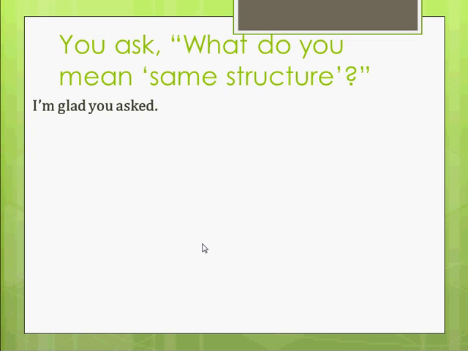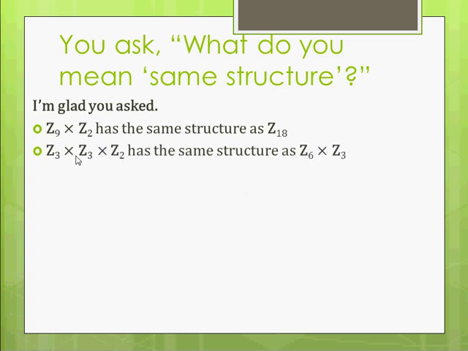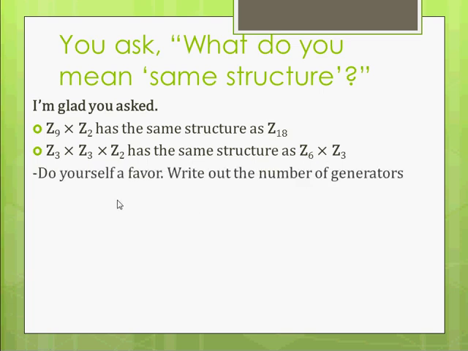I mean, surely there's some explanation. Well, here's my explanation. I'm going to claim that Z9 cross Z2 has the same structure as Z18. That's why we don't need to write Z18. And I'm also going to claim that Z3 cross Z3 cross Z2 has the same structure as Z6 cross Z3. And here's the reason why. But I'm going to ask you to do something. Do yourself a favor. Do it. Because I did the legwork to prove it to myself. Now I'm going to ask you to do the legwork to prove it to yourself.